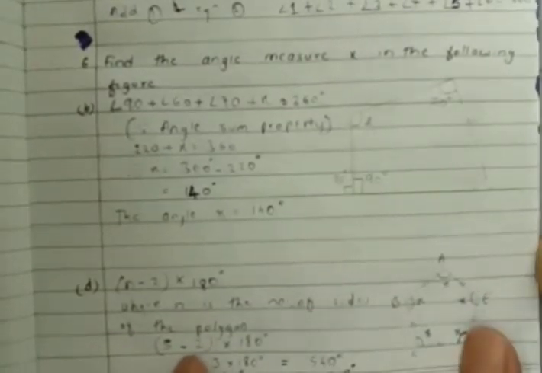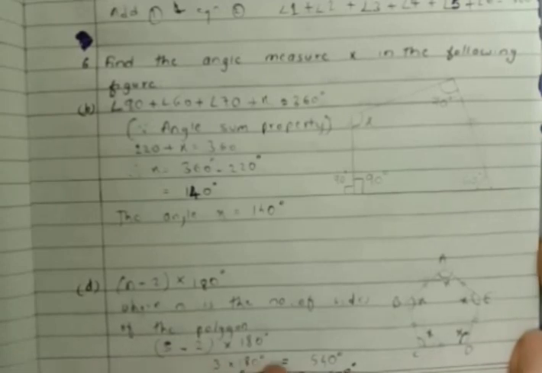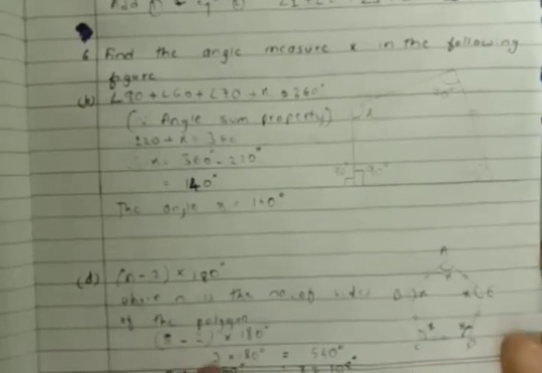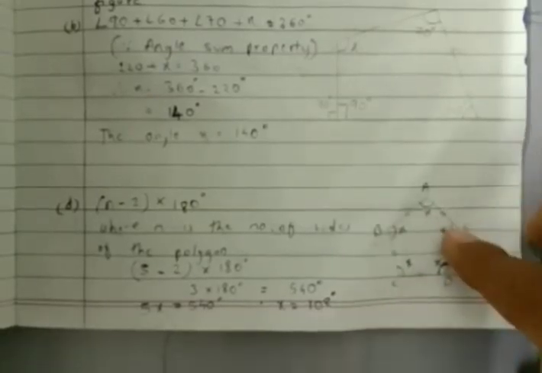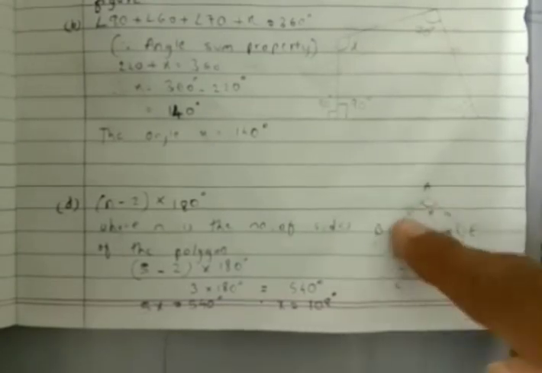And write the formula the same as it is. n is 5, (5 minus 2) into 180 degrees. If you solve it, we will get the value of the sum of angles. Okay, so what is the sum of all the angles? It came around 540 degrees, right?